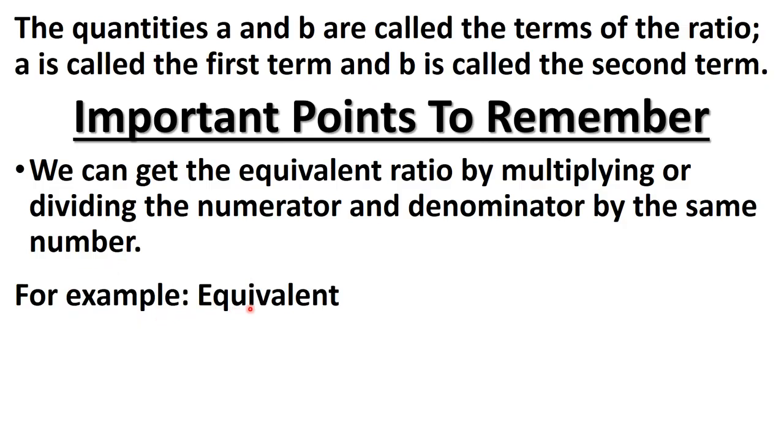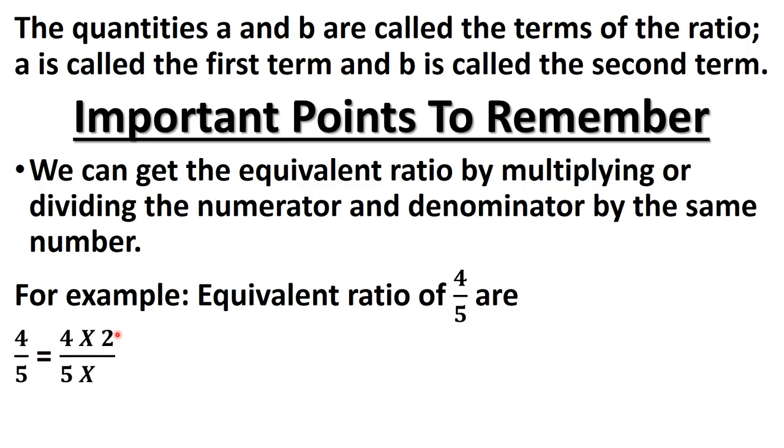For example, suppose we have to find two equivalent ratios of 4 upon 5. How will we find them? See, first we will multiply 4 upon 5 by 2, numerator by 2 and denominator by 2. We will get 8 upon 10. So, 8 upon 10 is an equivalent ratio of 4 upon 5.